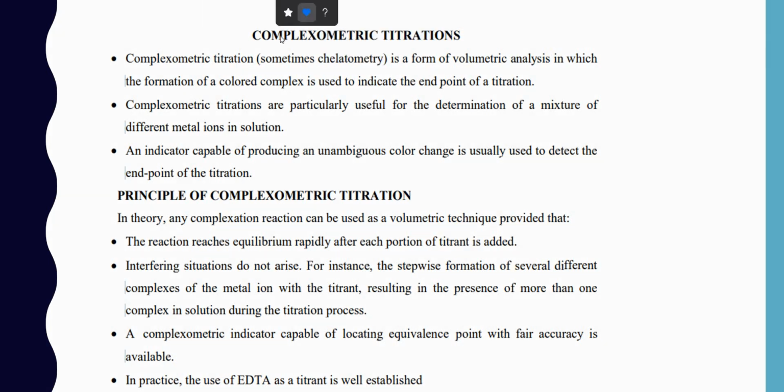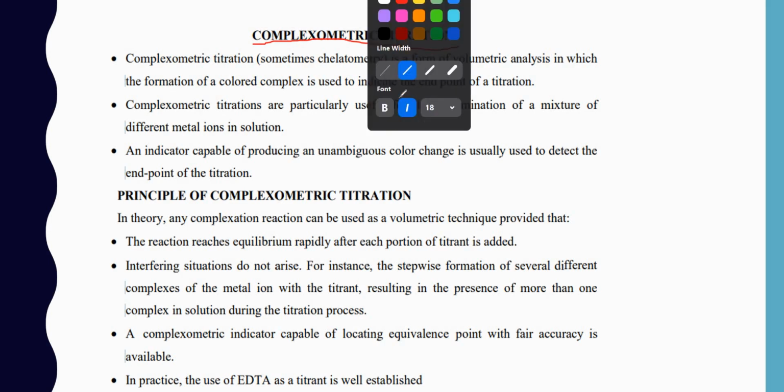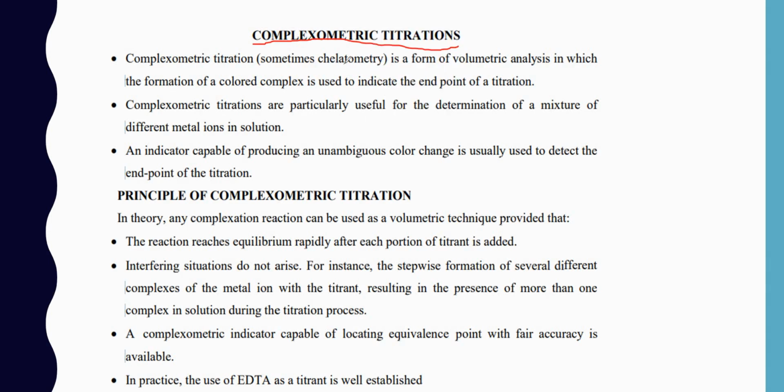So here you can see complexometric titrations. Complexometric titration, sometimes also known as chelatometry, is a form of volumetric analysis in which the formation of a colored complex is used to indicate the end point of the titration. So what is the basic fundamental used here? That is the formation of a colored complex, and after formation we can use this as an indicator to indicate the end point of the titration.